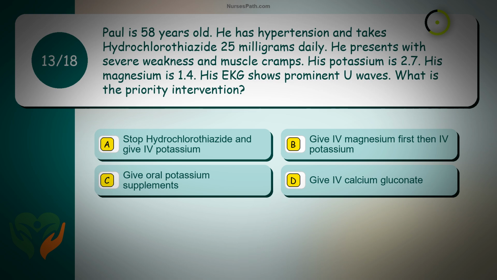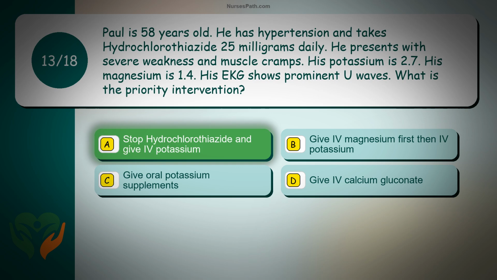Option A. Stop hydrochlorothiazide and give IV potassium. Option B. Give IV magnesium first then IV potassium. Option C. Give oral potassium supplements. Option D. Give IV calcium gluconate. The correct answer is option A.